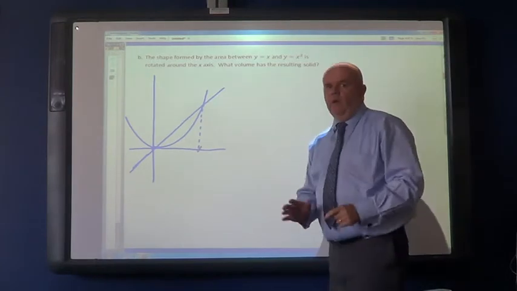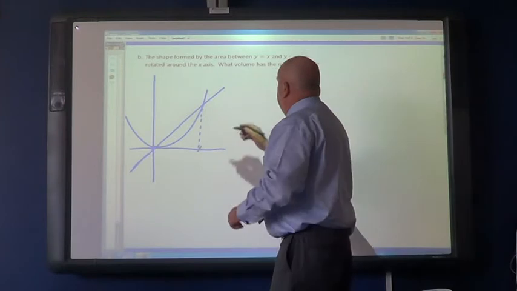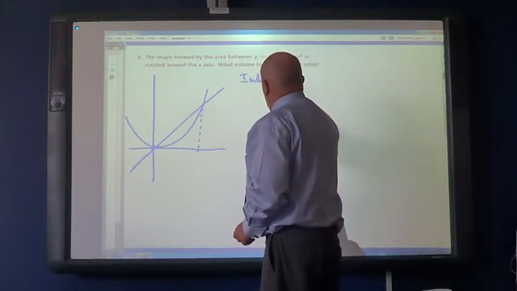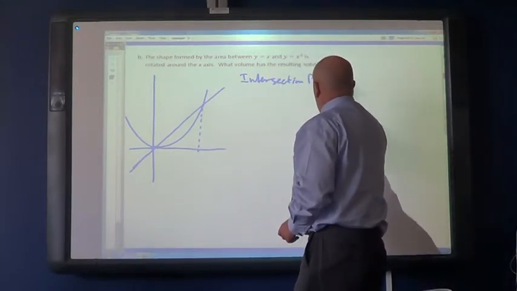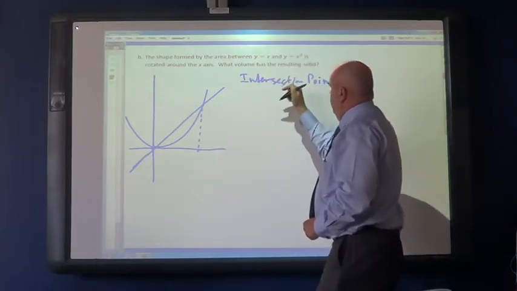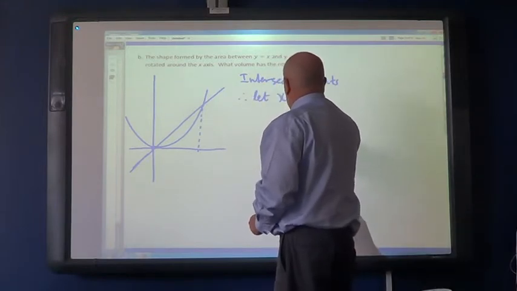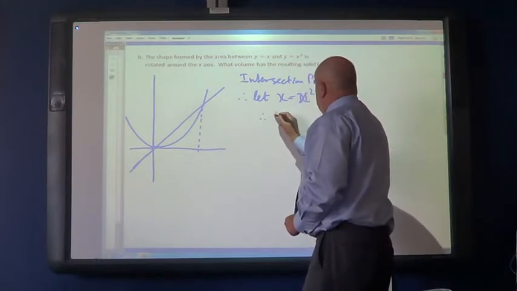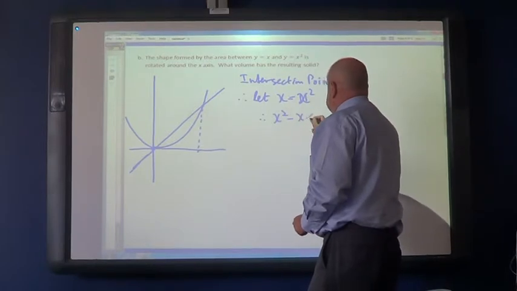What's not so obvious is what this point is here. And so when we want to find that out, what we do is we let one equation equal the other. So, intersection points. And as long as they're both equal to y, or f(x), what you can do is say, let that equal that. Therefore, let x equal x squared.